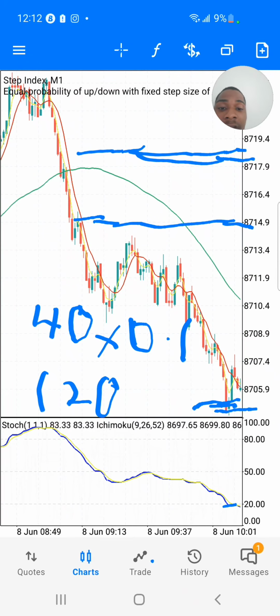So that is 0.1 lot size times 120. 0.1 times 120 is going to give us $12. So that simply means you're risking $4 to gain $12. That is a 1 to 3 risk reward. You risked 1 to gain 3. That is, you risked 4 to gain 12. You understand? So that's just 1 to 3 risk reward.